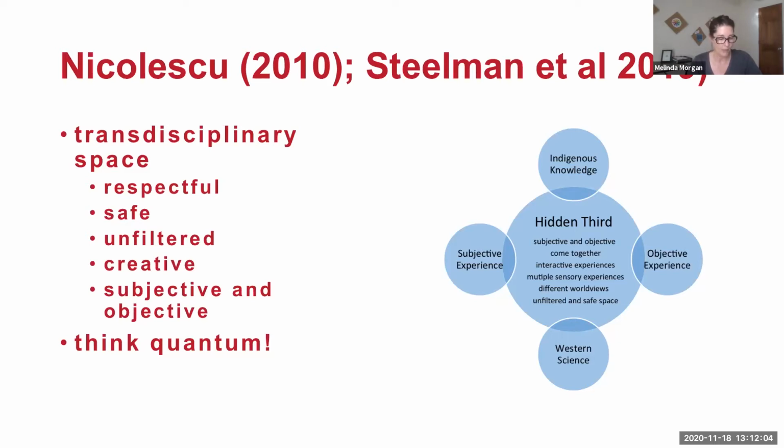To quote Toddy Steelman's paper, the subjective and the objective are held within a larger umbrella of meaning. And this figure, the hidden third, is a concept within Nicolescu. I thought this figure was very familiar to our Zia symbol, but it's actually a figure from their paper in which they posit subjective experience, objective experience, and then Western science and indigenous knowledge. They're playing with all of these, and then created different spaces in which communities and researchers could work together to build safe spaces for creative sharing of learning about place.